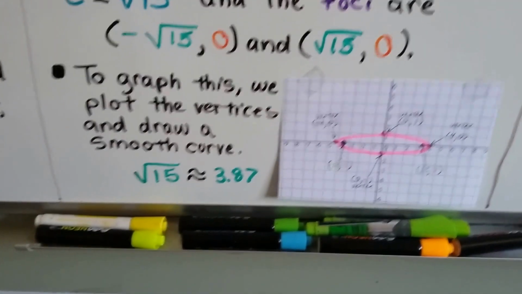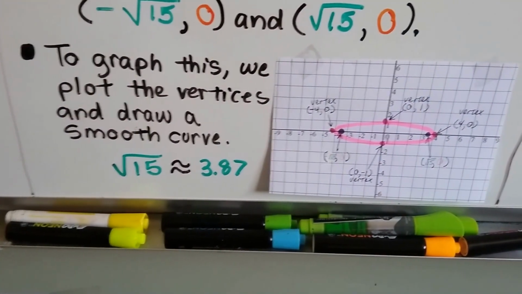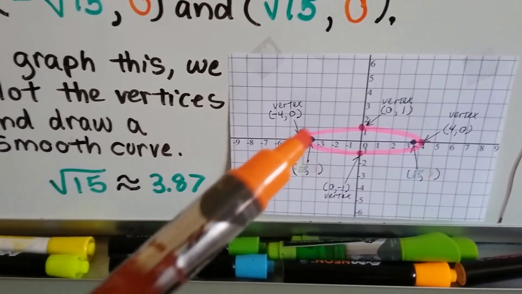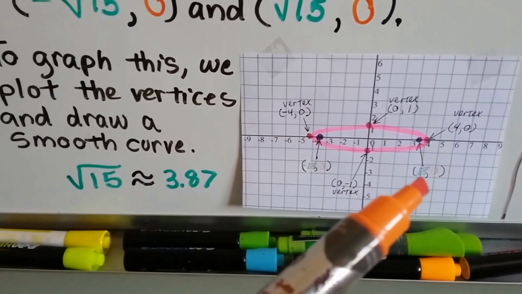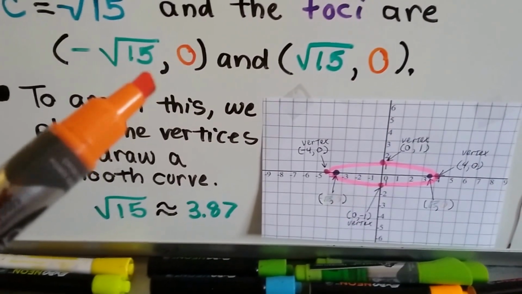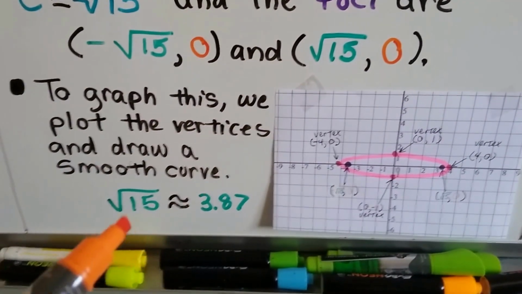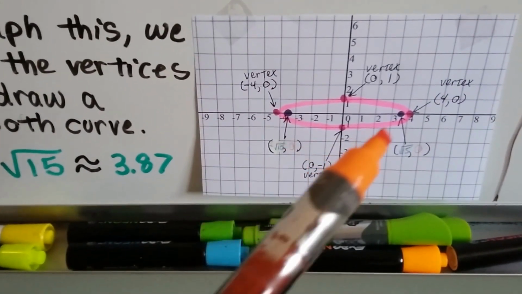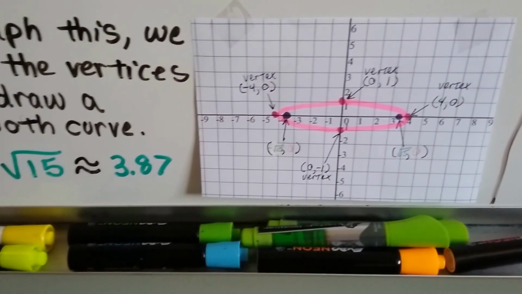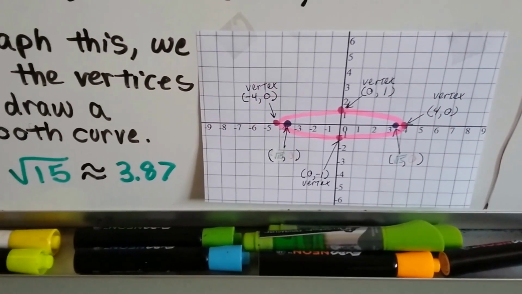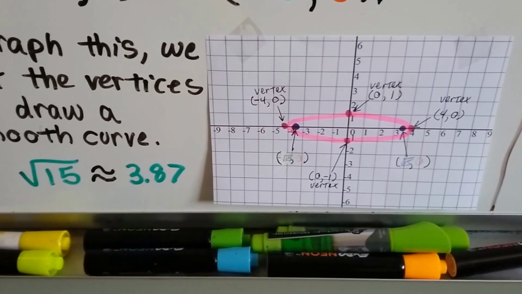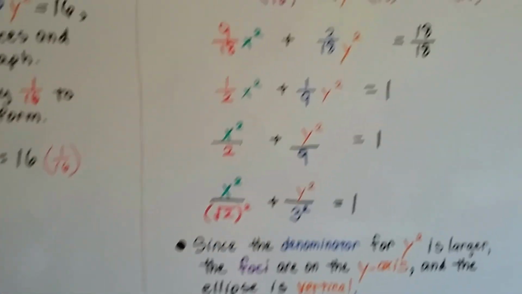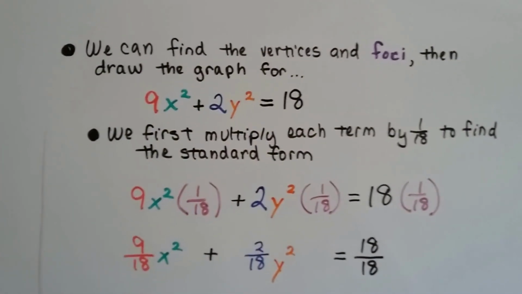To graph this, we plot the vertices and draw a smooth curve. So we plot all our vertices, we put our dots where the vertices are, and then we just slowly make a nice curve going around it. And we know that our foci are at these points, and square root of 15 is approximately 3.87. So we can put those in, and now we have our ellipse that's horizontal with our foci and our vertices. Okay? Let's try this again. We can find the vertices and foci and then draw the graph for this equation.